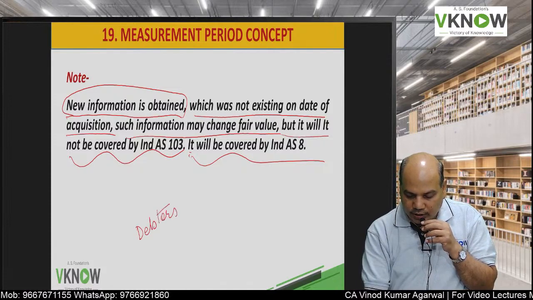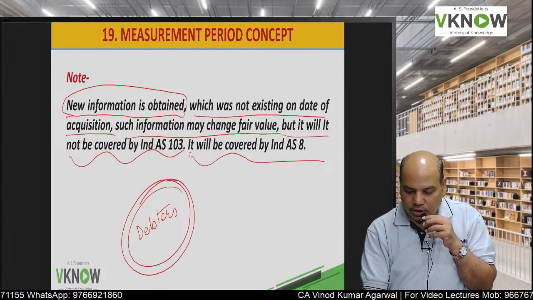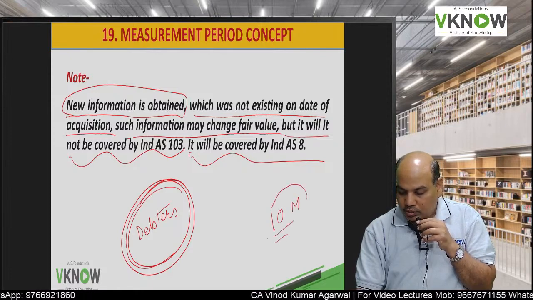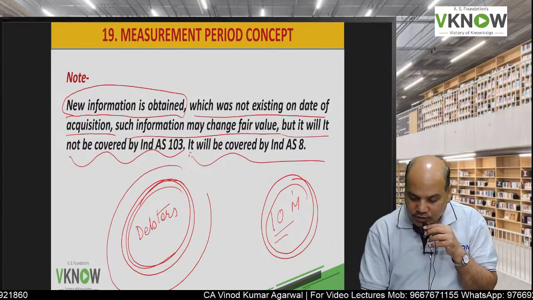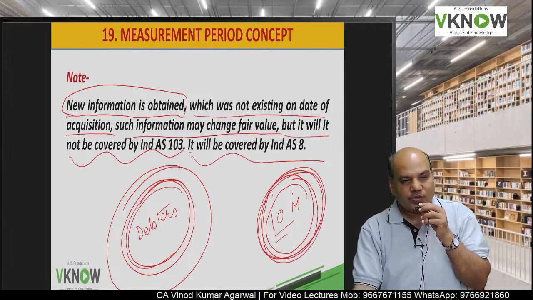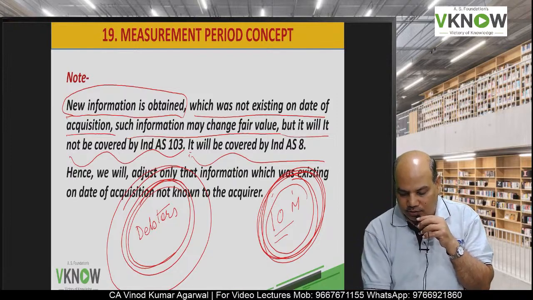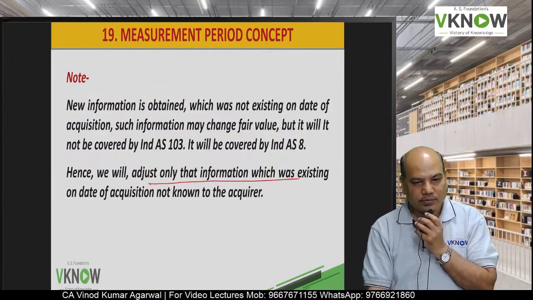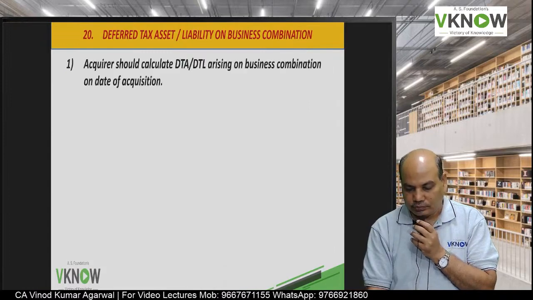So if information about a debtor that he will become insolvent is not available on the date of acquisition, after 10 months, suppose the debtor becomes insolvent, but that is not due to condition which existed on this date, it will not be treated as an adjustment under IND AS 103. It will be treated as change in estimate. So we have to only adjust those information which existed on the date of acquisition.